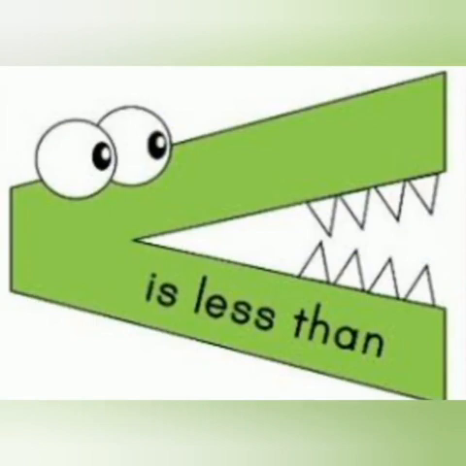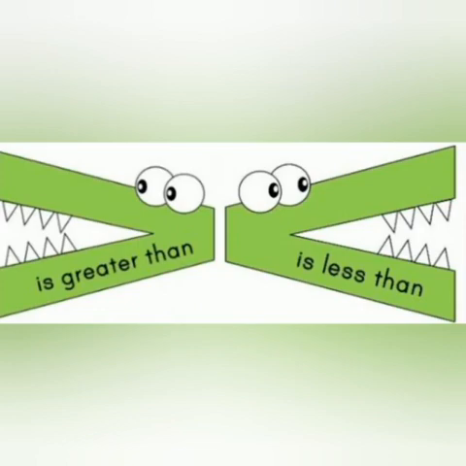What symbol is this? This is the less than symbol. The crocodile's mouth opens on the right side, which shows less than. To identify which number is greater or which is less, we should first know which symbol shows greater than and which shows less than. I repeat, the mouth opening on the left side shows greater than, and the mouth opening on the right side shows less than. If both numbers are different, we have to use the greater than symbol or the less than symbol.